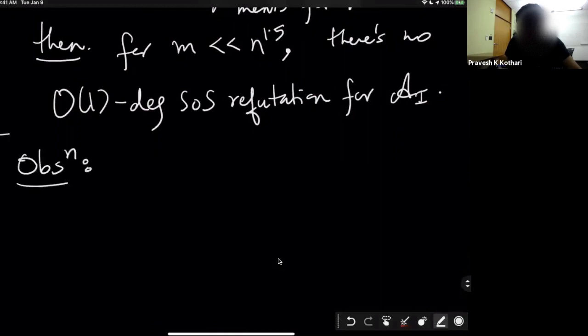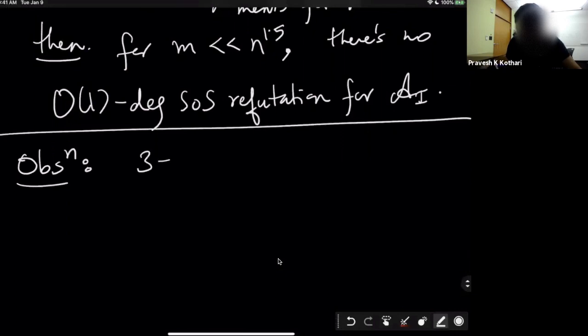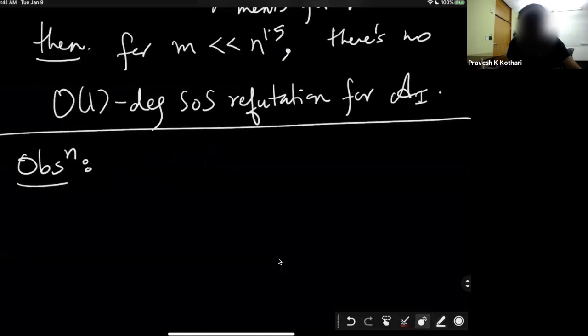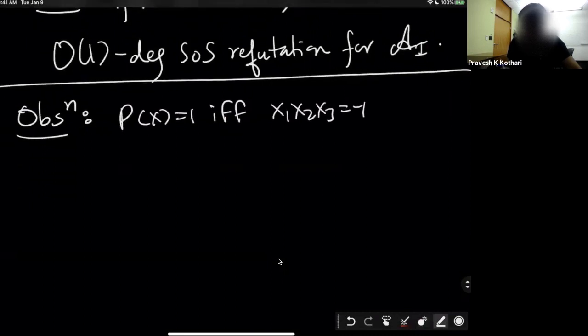So maybe one observation I'll note is that if you look at P equals the 3 XOR predicate, so it's a predicate which is satisfied, so P(x) is 1 if and only if x1 x2 x3 is -1. That's a 3 XOR predicate. Then consider the uniform distribution.